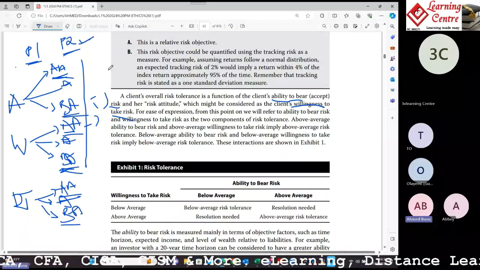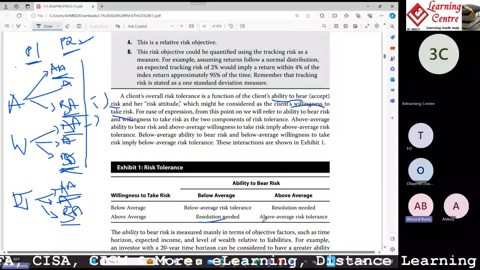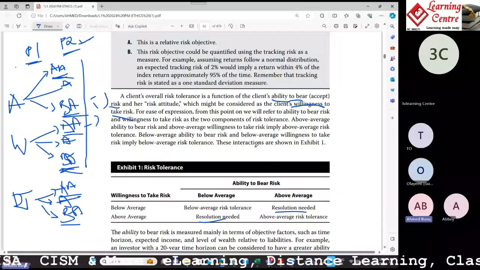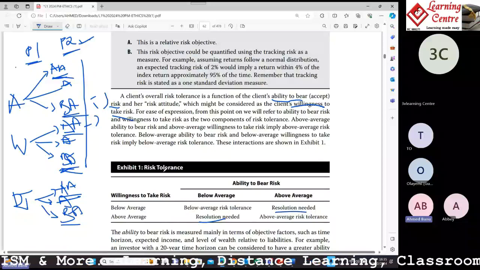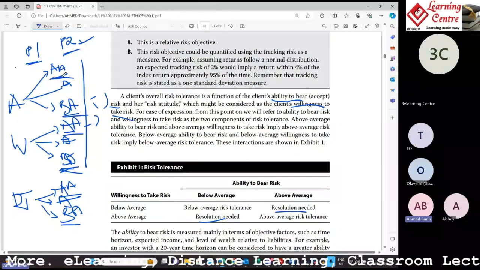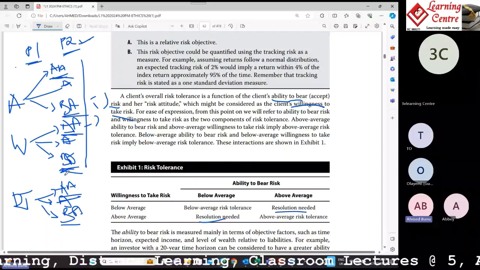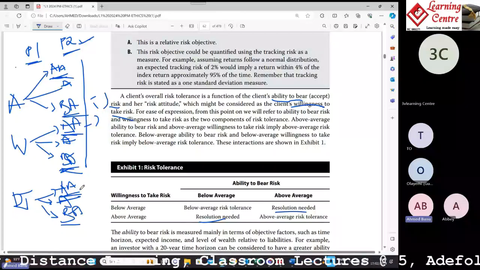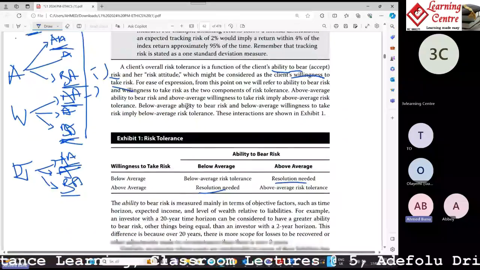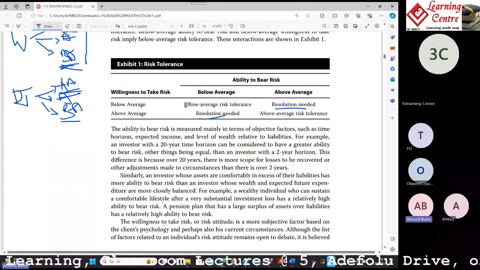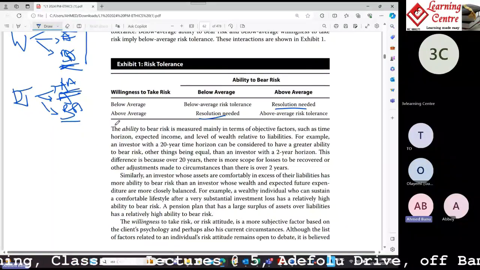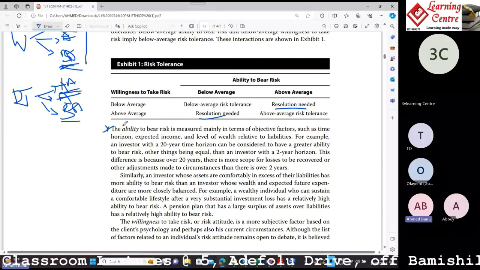But the curriculum still says resolution must be done. But the easy route is, there's a guy, he has a high ability and he has an above average willingness. Automatically, he has above average risk tolerance. So let's now go a bit into ability.